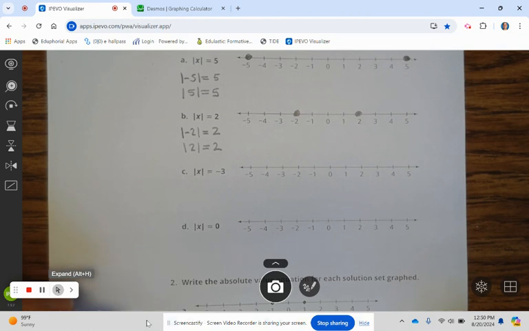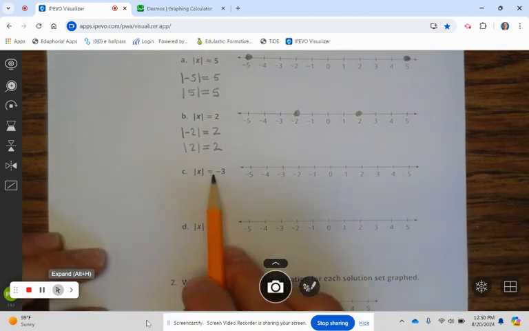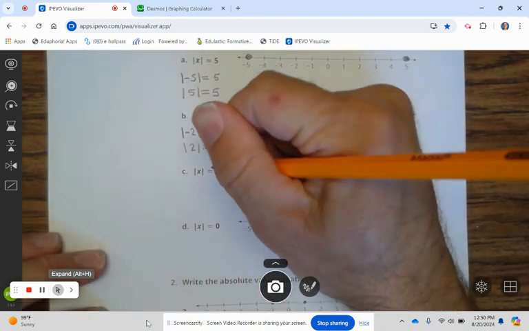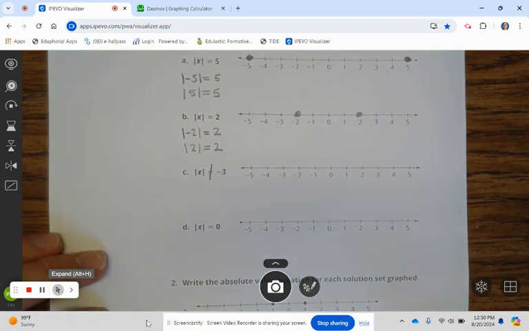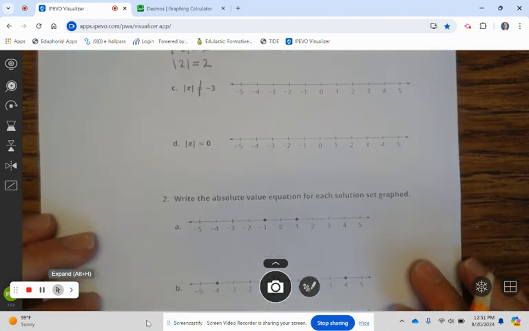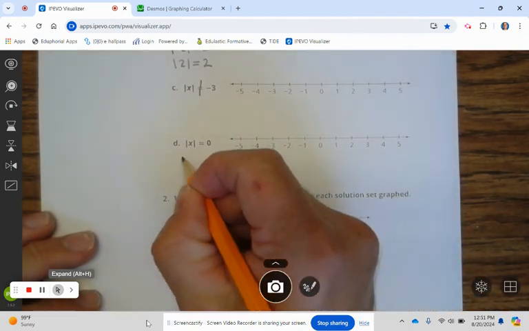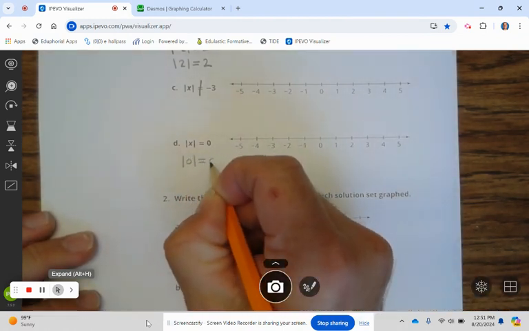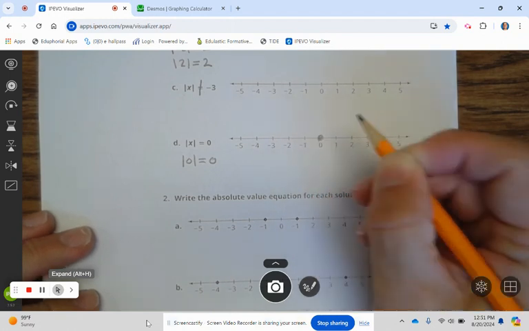Alright, let's take a look at 1c. The absolute value will never equal a negative number, so there's nothing to graph because there's no solution. Alright, we have the absolute value of x equals 0, so we know that the absolute value of 0 equals 0, and that's the only option.